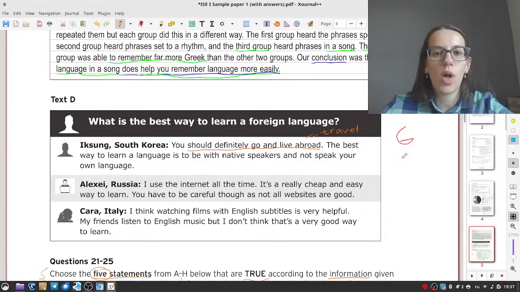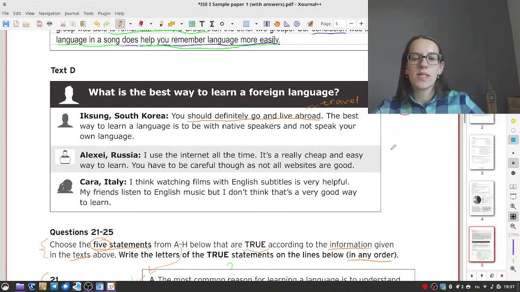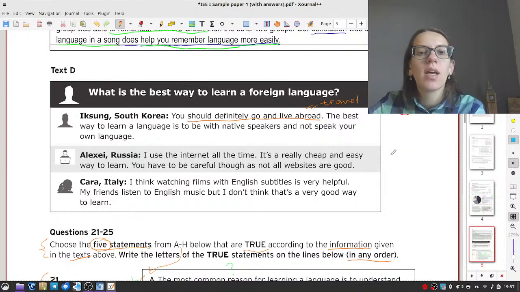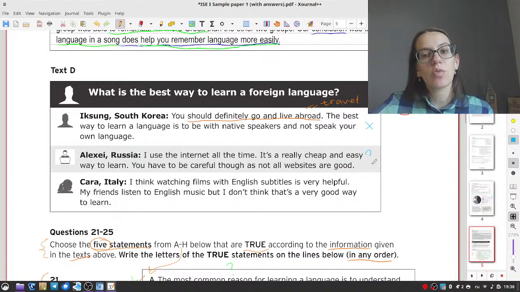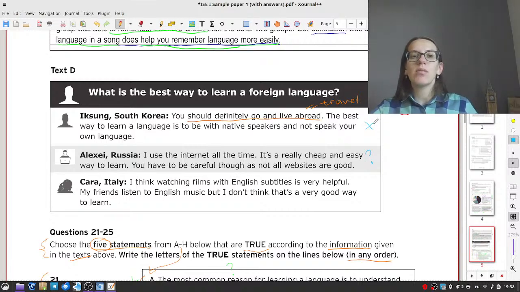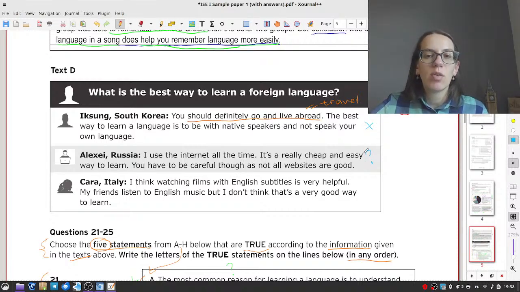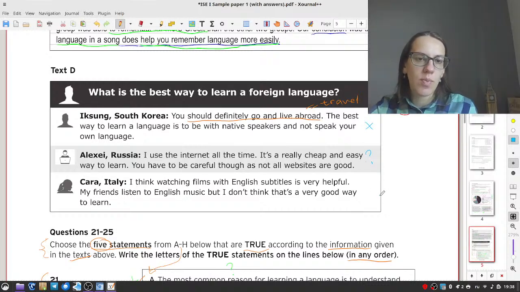And, well, which person talks about somehow reading words on a screen? Do we have any information about that? The first person talks about going abroad and talking to native speakers, so that's not it. The second person talks about using the internet and different websites, but he doesn't quite talk about reading words on a screen. You could say that it's sort of about reading words on a screen if you use the internet, but maybe not quite, so we're not sure. Let's put maybe a question mark.